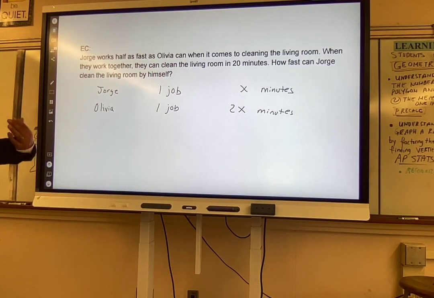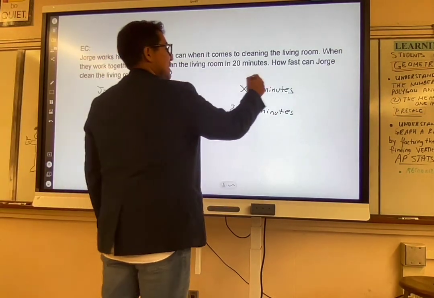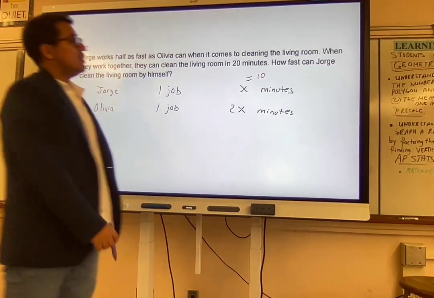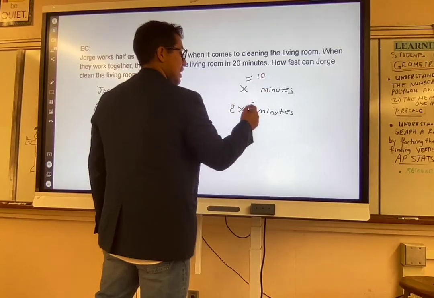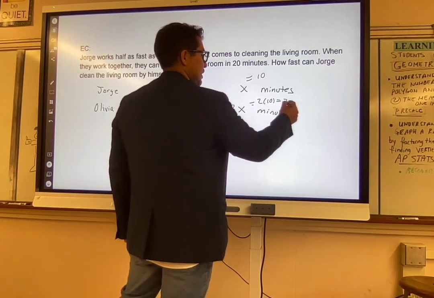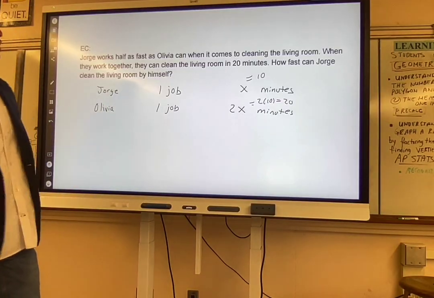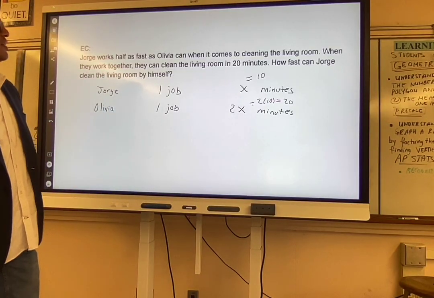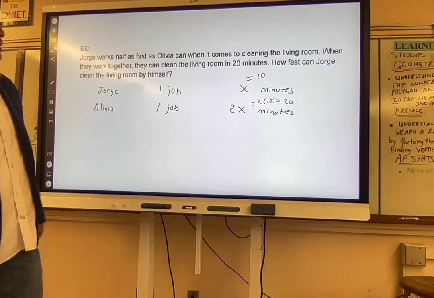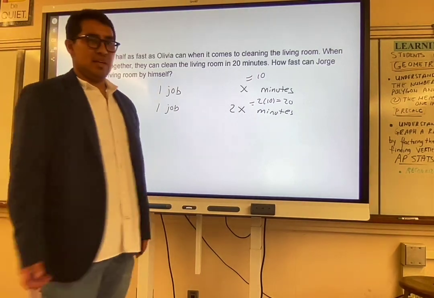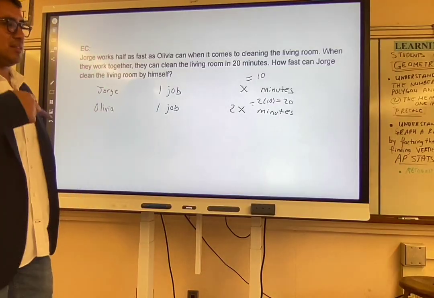Because Jorge works half as fast as her, does this relationship make sense? Let's pretend x is, let's say the answer was 10 for some reason. Let's say Jorge does the job in 10 minutes. That means Olivia, if x is 10, does it in 2 times 10 or 20 minutes, right? Let's look at the numbers. Jorge got the job done in 10 minutes, Olivia got the job done in 20 minutes. Jorge works half as fast as Olivia. Whatever Olivia does, he does half as well, right? Like if Olivia gets it done in 30 minutes, that means it takes him an hour, because half as fast means he's twice as slow, right?